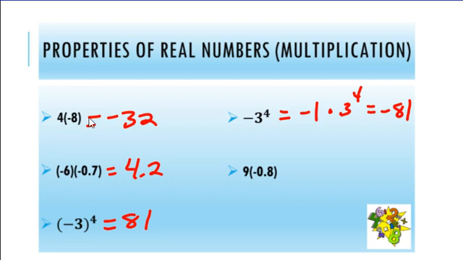So if there is no parentheses and there's an exponent involved, and there's a negative in front, your answer is always going to be negative. Okay? And then the last one here, 9 times a -0.8. 9 times 8 is 72, but I have 0.8. So it should be -7.2.